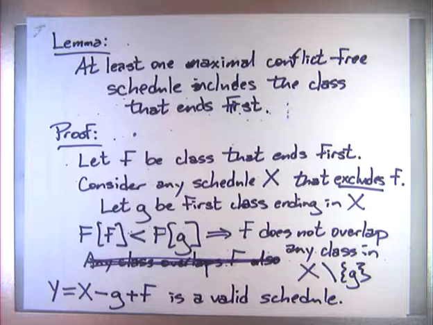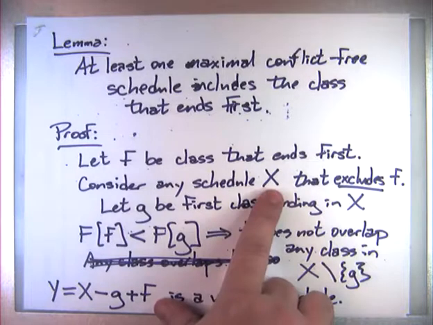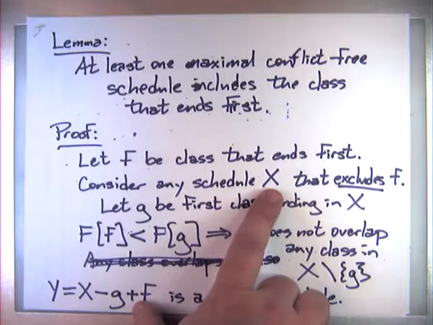Anyone? It's a trivial case, so it's easy to consider it, but I do need to consider it. What if X is empty? Then there isn't a first class in X, because there isn't any class in X. So what do I do then? How do I argue that by including F, I don't make things worse?